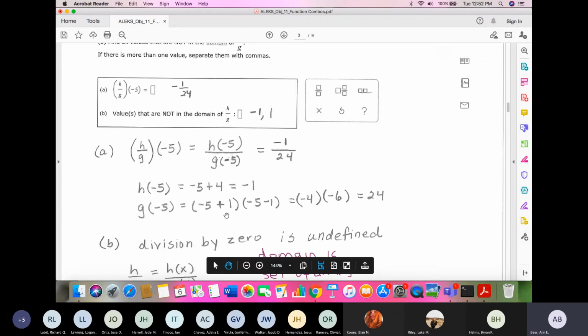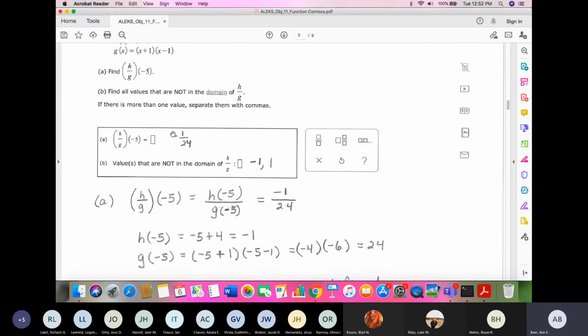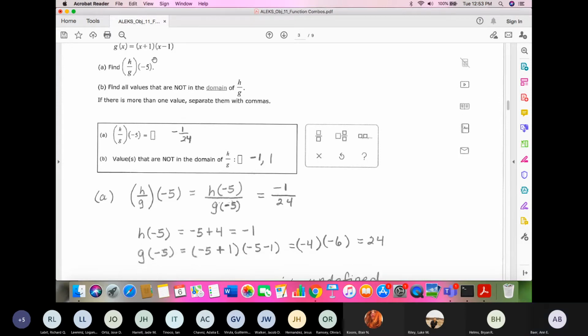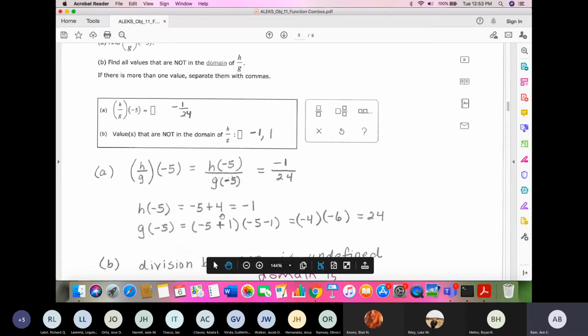So let's evaluate. Let's find h of -5 first. That means we need to go to our h function and put in -5. Our h function is x plus 4, so we're putting in -5 and adding it to 4. So h of -5 is -5 plus 4, which is -1.